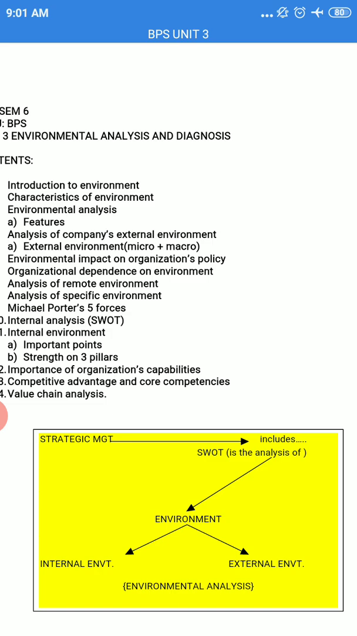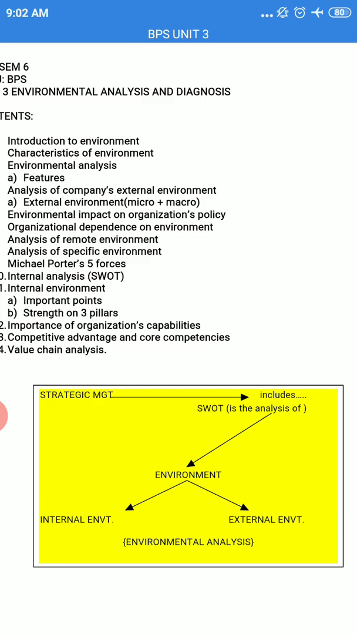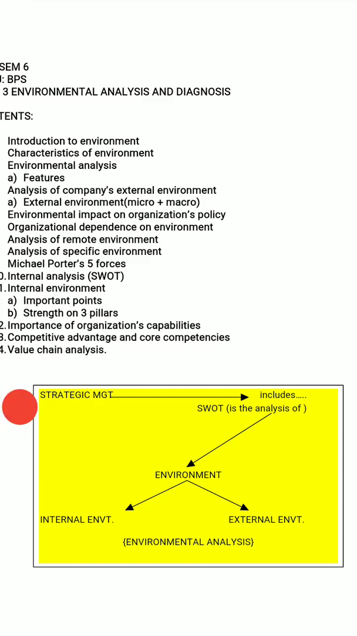Now, when we are learning BPS, that is Business Policy and Strategy, it is more or less learning about strategic management. If a business wishes to take up strategic management, then it needs to do the SWOT. That means it needs to find out the strengths and weaknesses, and it needs to find out the opportunities and threats on the other side, right?